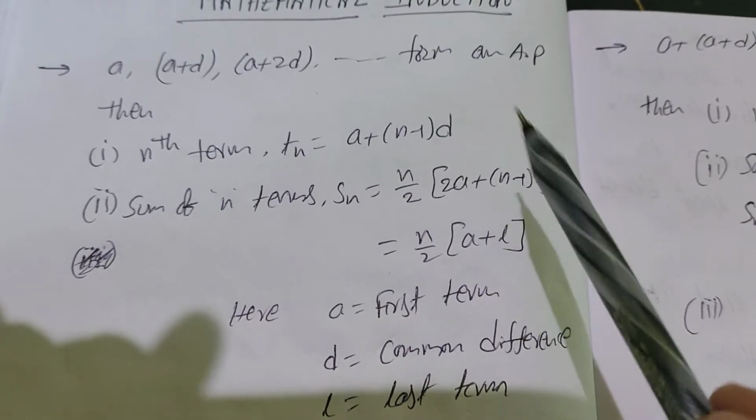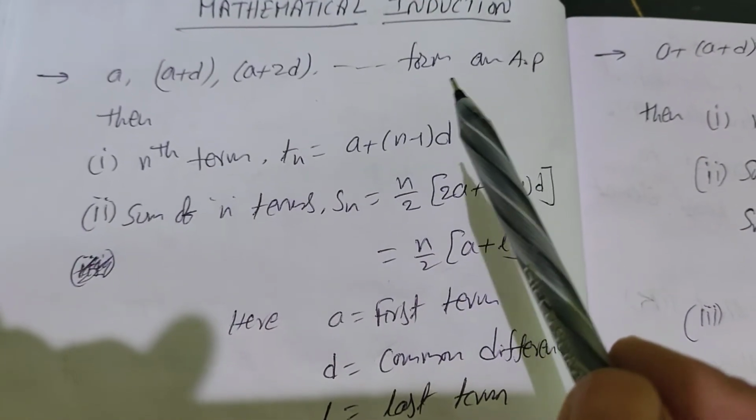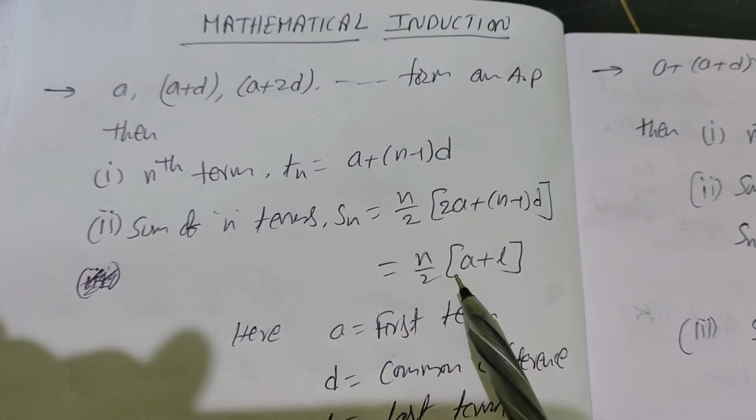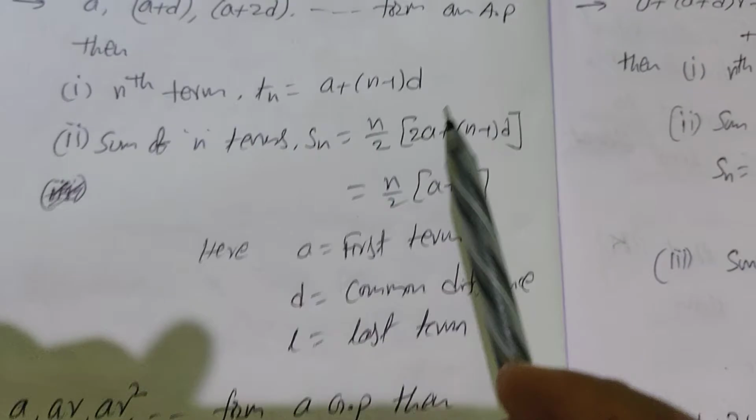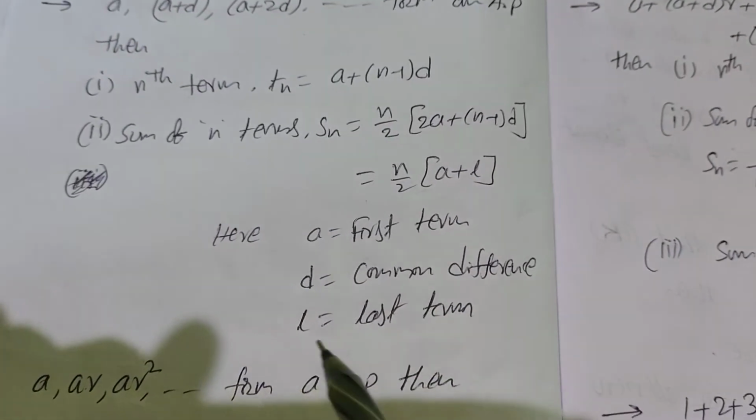If you know the last term of this arithmetic progression, then you can use this formula to find the sum of n terms, that is n by 2 into a plus l also. Here a is the first term, d is the common difference, l is the last term.